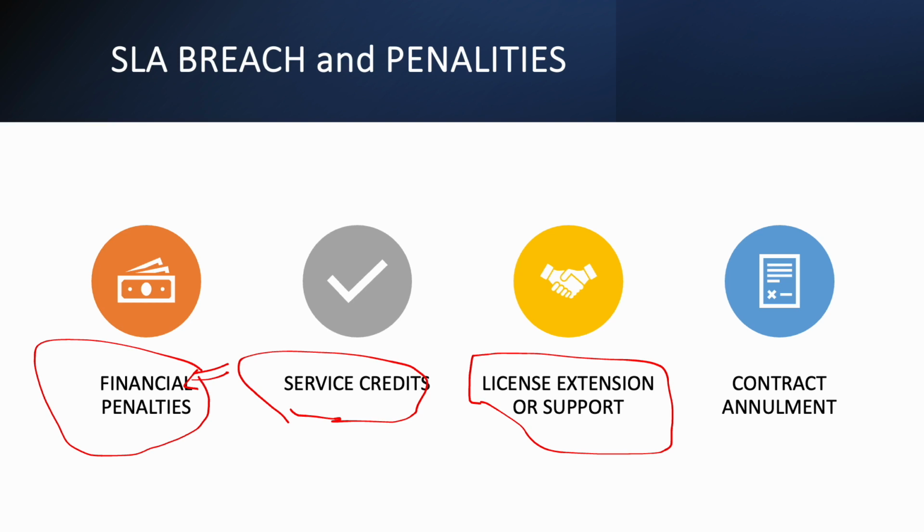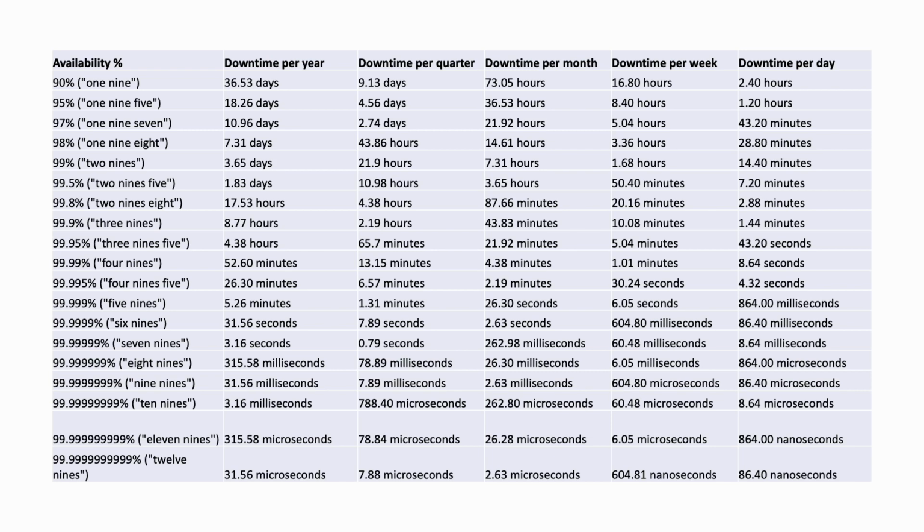In the worst case, wherein the SLA is breached for a longer period of time, we also mention contract annulment clauses. Contract annulment basically means that the partner is eligible to annul the contract, meaning nullify the contract. That is what is called contract annulment. So these are the different kinds of clauses which are mentioned there.